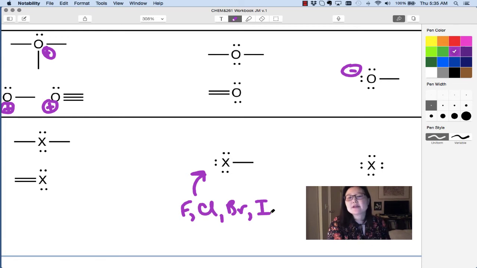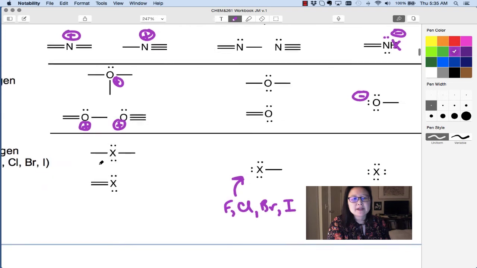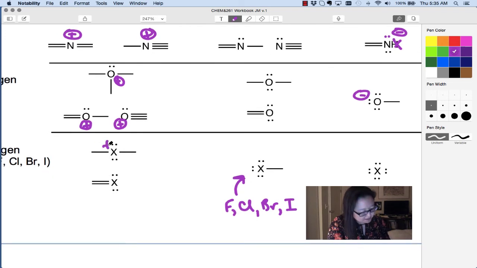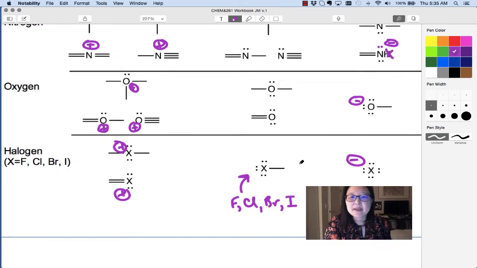Okay, so just know that symbol X is for those elements. So neutral there, and then here this is positive, and then here this is negative. And notice it's not bonded to anything here. This is like sodium chloride when it splits up into ions. You think of the ion by itself.